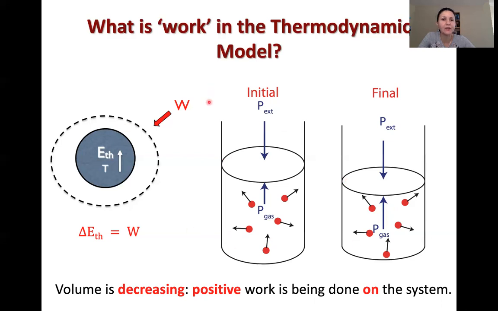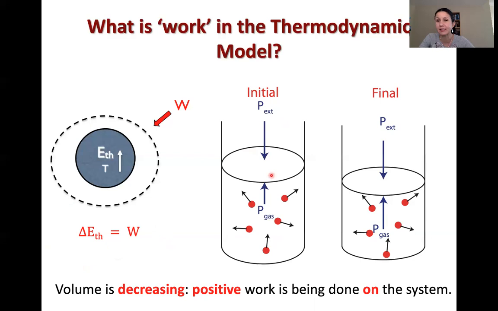So we're adding work to the system because there's a net force acting on the system. And that results in a change in thermal energy, so the temperature goes up. How do we write this then? We take our first law of thermodynamics and we can rewrite that as change in E thermal. There's no bond energy going on here. It's a gas, it stays a gas. So the change in E thermal equals work.